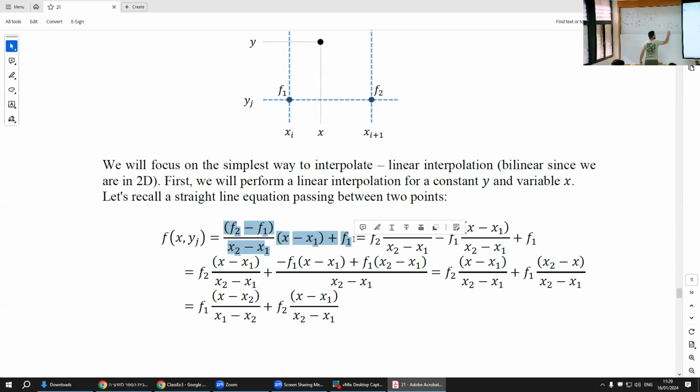So this function is a linear function. At x1 it equals f4, you can check that. And at x2 it equals f3, you can check that. This is a linear function at y1, which is, at x1 it equals f1, and at x2 it equals f2. Now I will make the interpolation between these two functions along the y-axis. How do I do that?